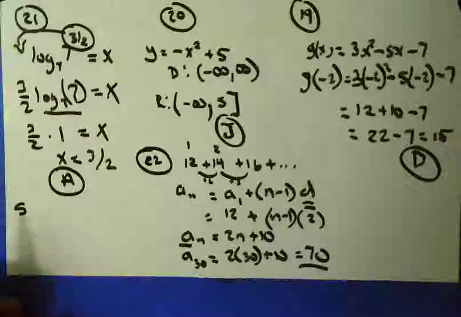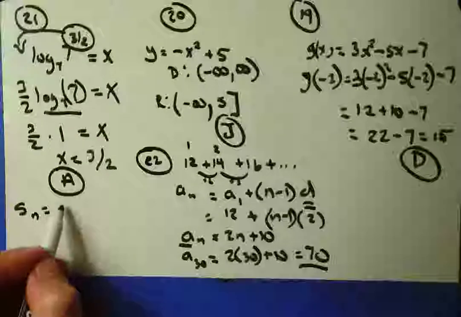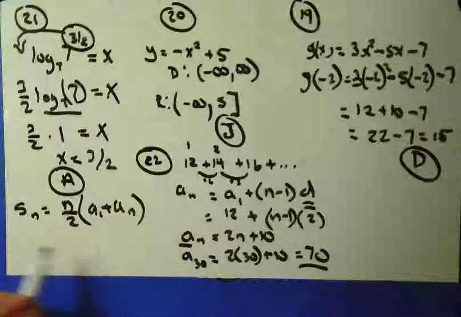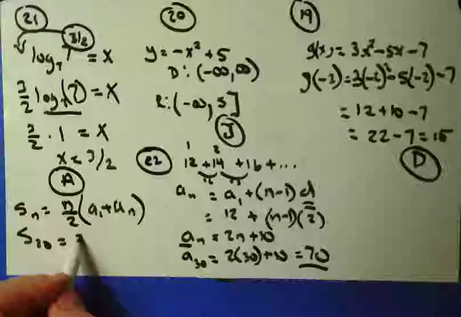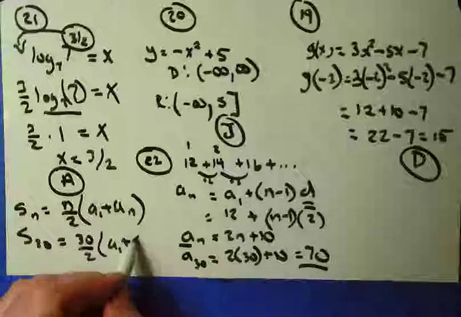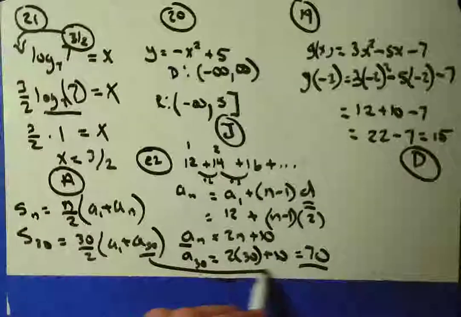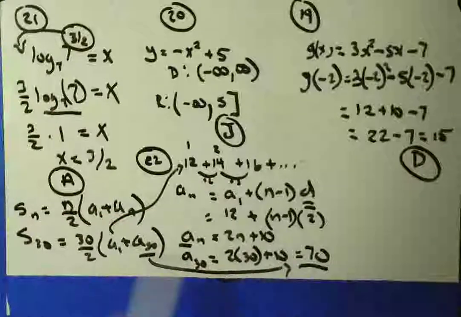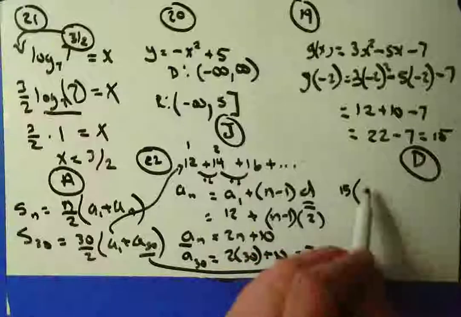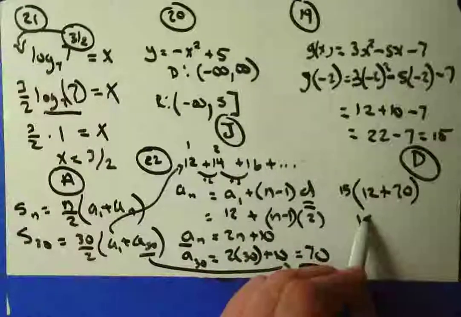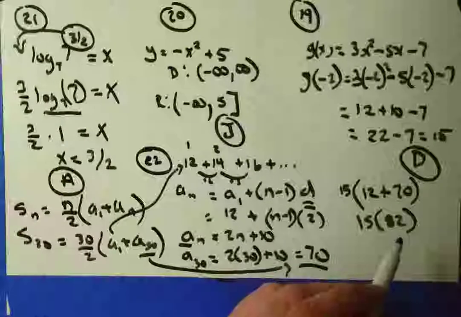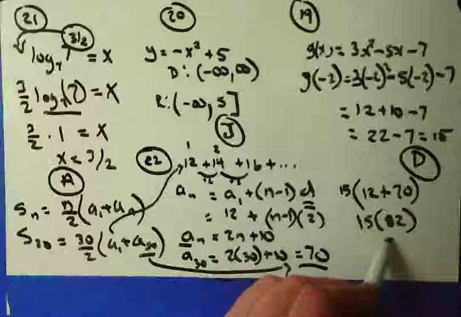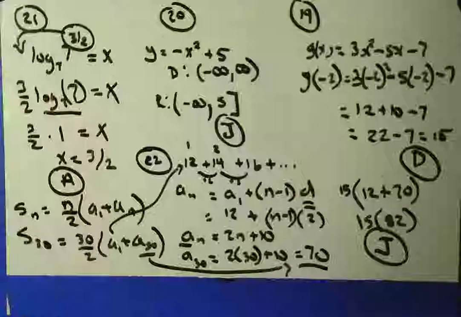And remember the formula for the sum of an arithmetic sequence, S sub n, is n over 2 times a sub 1 plus a sub n. So the sum of 30 will be 30 over 2 times a sub 1 plus a sub 30. Well, we just found a sub 30 over here, and we know a sub 1 is 12. So I'm going to have 30 over 2, which is 15, times 12 plus 70, or 15 times 82. And when I do 15 times 82, I end up with J, 1230. And that's why this is a calculator test.